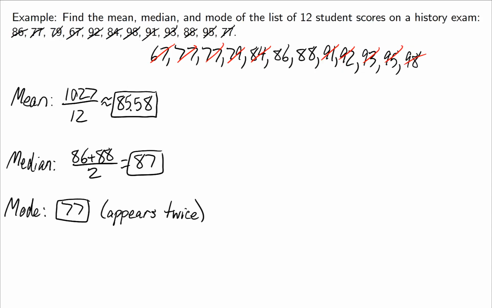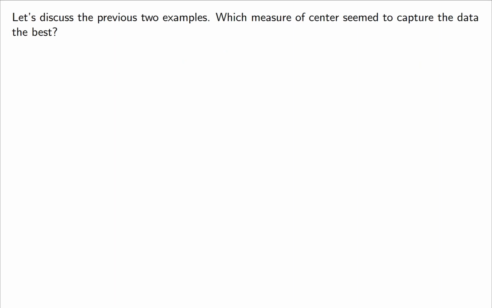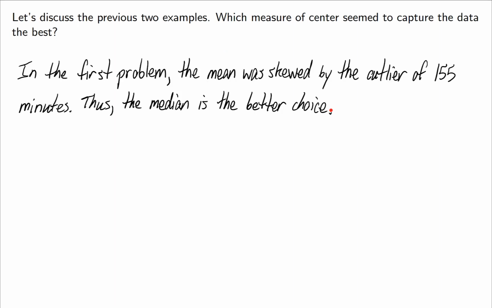In the second example, the mean and the median were rather close together. The 85.58 is just a little bit off center, and that's okay. As long as the mean and the median are pretty close together in terms of how far apart the data is, that's okay. If the mean is not skewed like it was in the last problem, then the mean is a great choice. Let's write down what I was just saying for this. In the first problem, the mean was skewed by the outlier of 155 minutes. Thus, the median is the better choice.